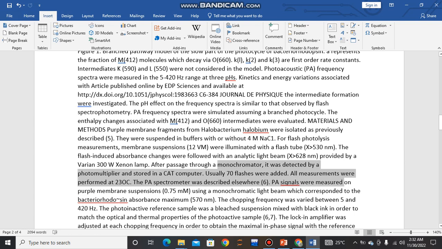The photoacoustic signal was measured on the purple membrane suspension, 0.75 mM, using a monochromatic light beam which corresponds to the bacteriorhodopsin absorbance maximum, 570 nanometers. The chopping frequency was varied between 5 and 420 Hz. The photo inactive reference sample was a bleached suspension mixed with black ink in order to match the optical and the thermal properties of the photoactive sample.